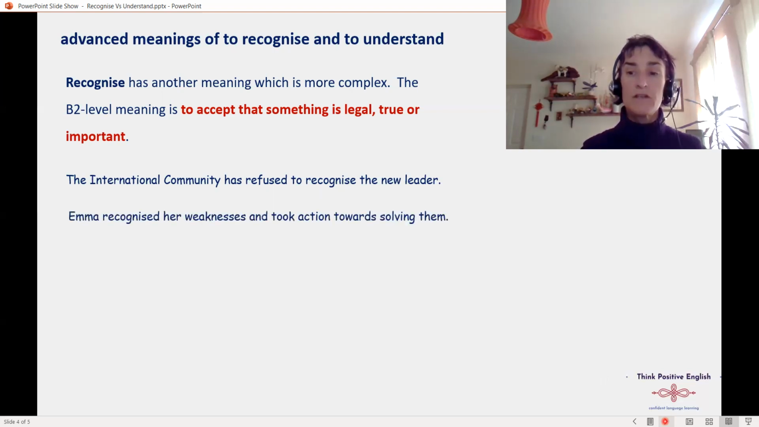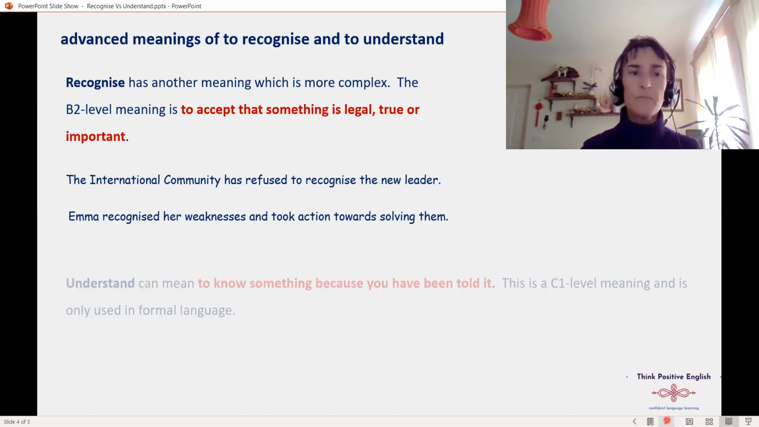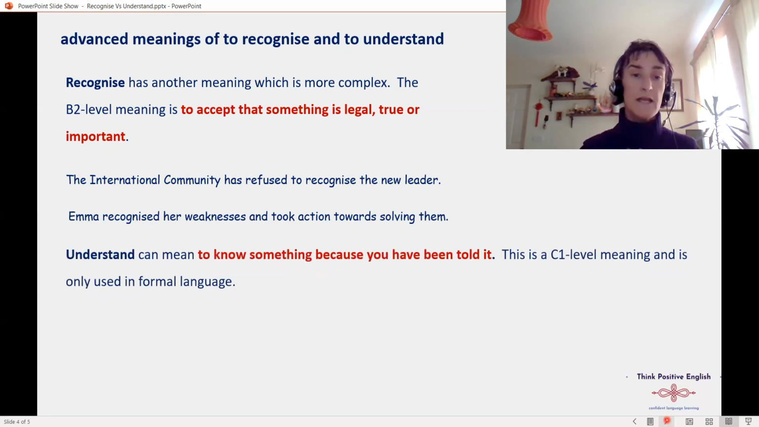And the other definition is Emma recognized her weaknesses and took action towards solving them. So in this context, it means that Emma has realized that her weaknesses are important or true, and she's done something about it. And then finally, understand, and this is C1 level. So if you're not at C1, don't worry if this is a bit confusing.